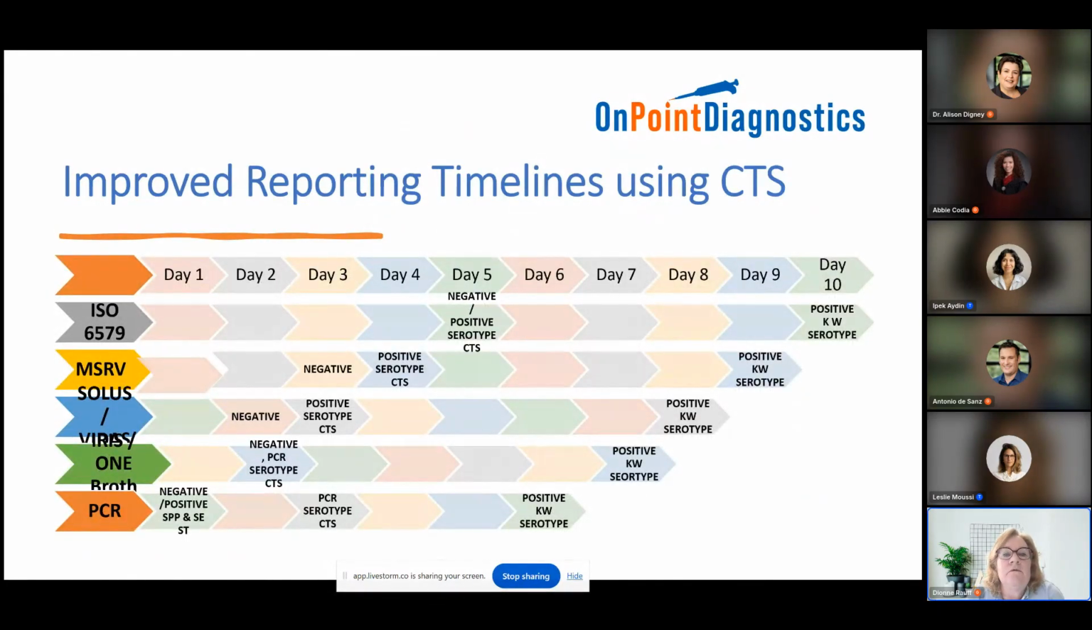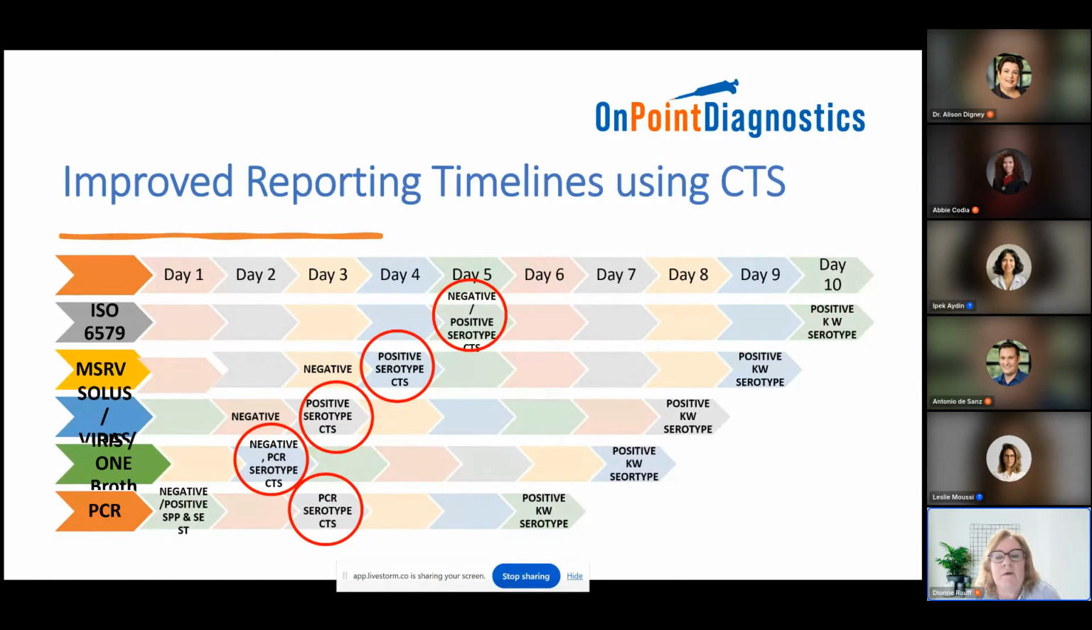So to say, if you look at this, when I said 5 to 10 days for your improved reporting times for your standard testing, if you use the CTS, it removes the Kaufman-White serotyping and you reduce your serotyping, your positive samples for day 4 to 5, depending on what method is being used, giving your farms and your producers time to trace back to source and to treat birds if they need to be treated before slaughter.